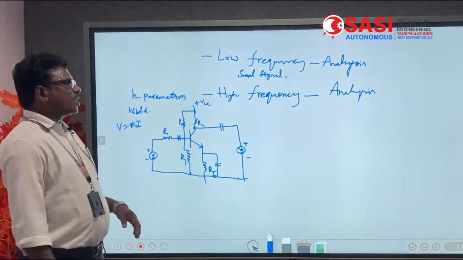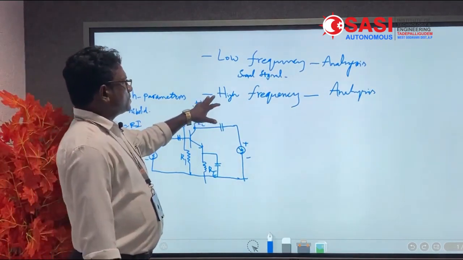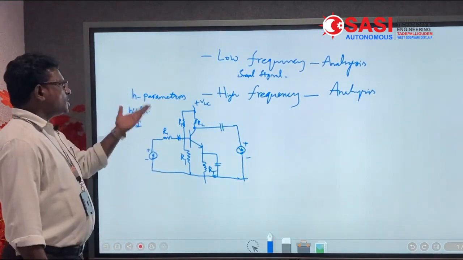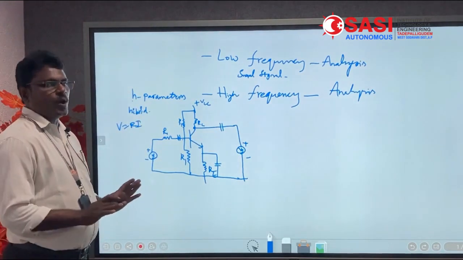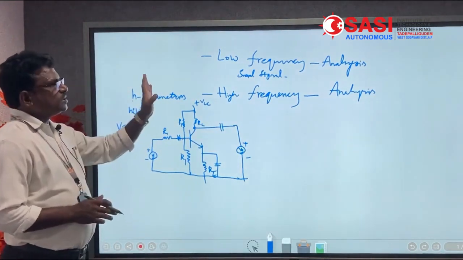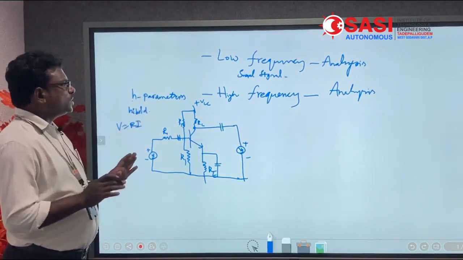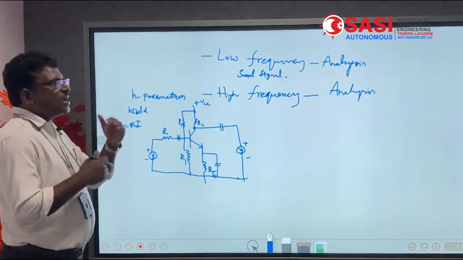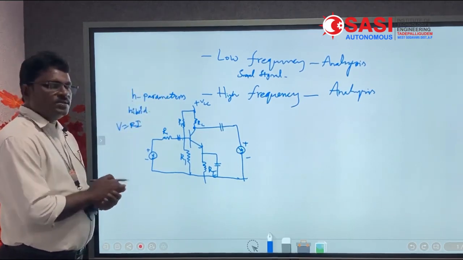Today you have to remember that low frequency analysis is analyzed using H parameters. This is the key point today. Low frequency amplifiers are analyzed using H parameters. We can discuss H parameters and the analysis of low frequency amplifiers in the next class.